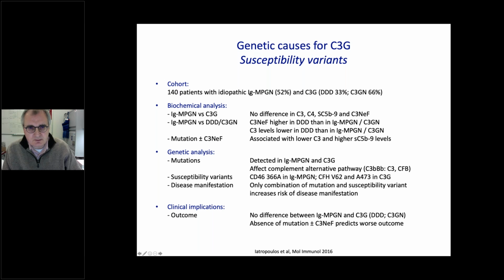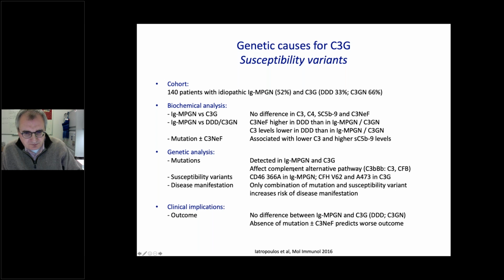So here they call them IG MPGN, you could also call them IC, immune complex MPGN, and the C3Gs. So these are the ones I've spoken to you about. They sequenced also the rest of their cohort. And what they really found, focus on the genetic analysis paragraph, please, is that they found mutations in both of those groups. And in both of those groups, those mutations affected the alternative pathway. So this dogma or rigid assumption that the mutations are applicable only to the C3G group is wrong. It is applicable across the board.